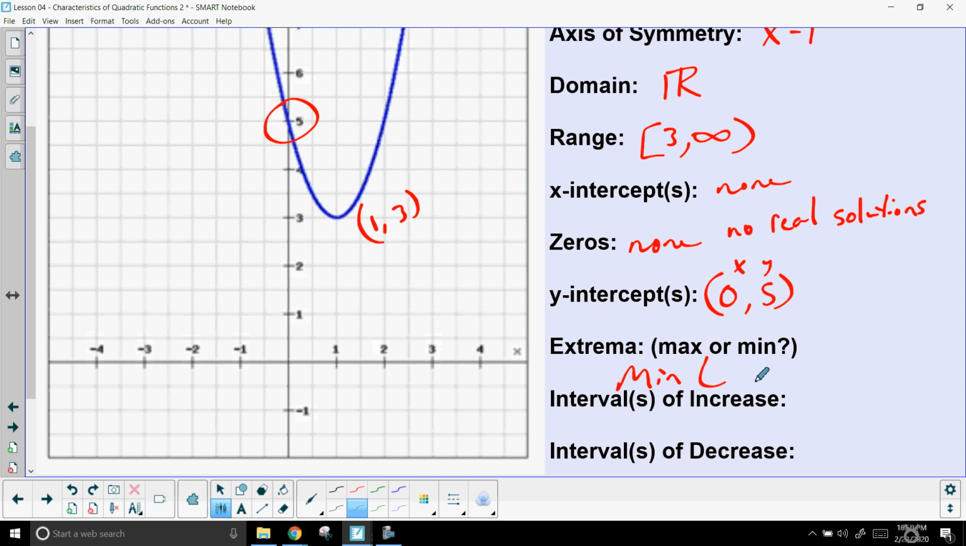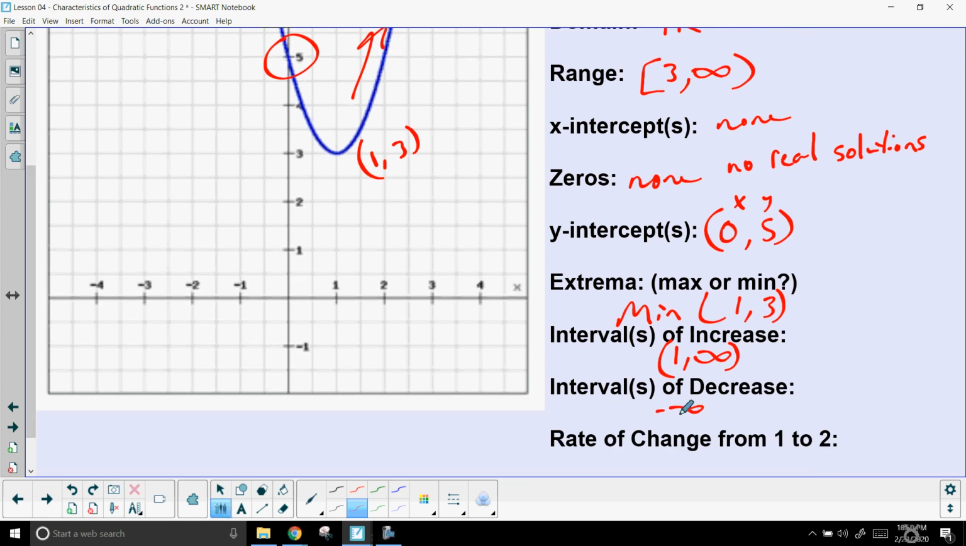Intervals of increase, it's opening up, so this is going to be 1 to infinity for increasing. See, going uphill. And then downhill would be negative infinity to 1. Right here, the axis of symmetry is where it changes direction. 1 to 2.